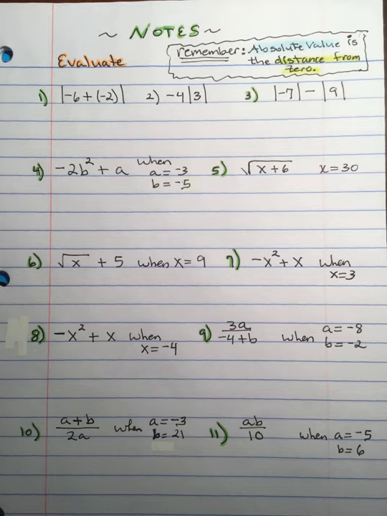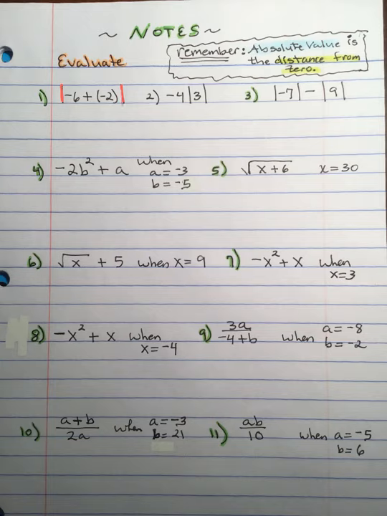Okay, so today we're going to go over a few more evaluating expressions. So make sure you're paying attention because I was seeing a lot of mistakes on the homework. So on problem number 1, the absolute value, you got the absolute value of -2 plus -6 plus -2.